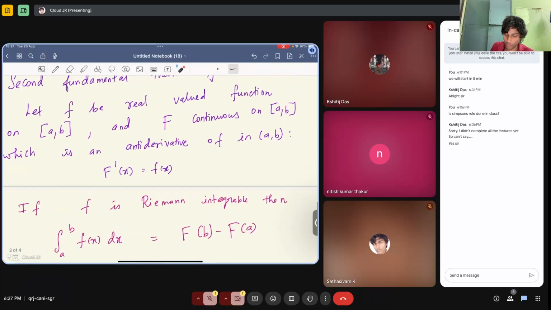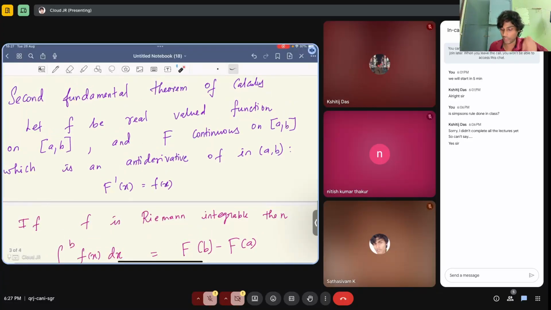Okay, so what I want to emphasize is that this condition, that the antiderivative exists and is continuous, is actually very important. Under those conditions, you have this theorem which is very useful. So these are the preliminary things that you want to know. I just want to emphasize this is actually important.